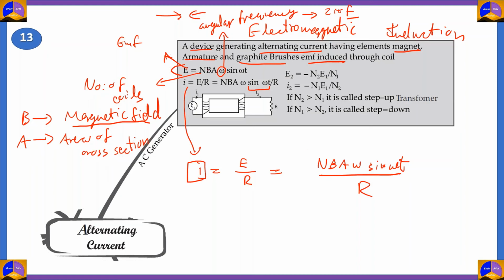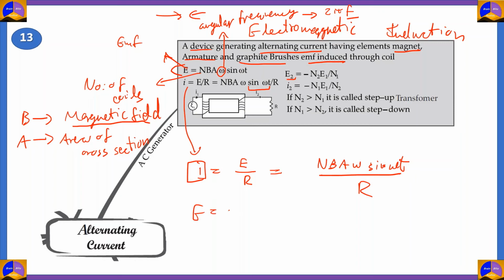So that is all in all about the current and the EMF produced in an AC generator. Now, to find out both the EMF and the current using another formula, what we do is we find out E2 is equal to minus N2 E1 divided by N1. To explain these whole formulas, we need to look back here.